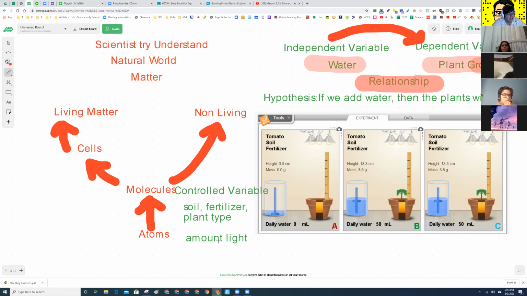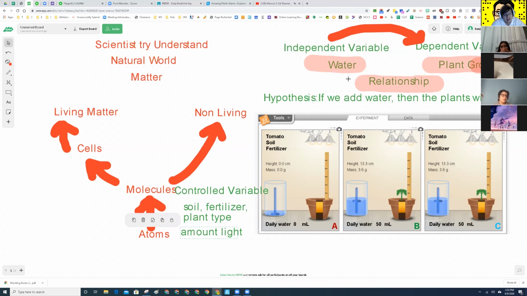Now, can the amount of light affect plant growth? Yeah, it can, right? So why isn't that an independent variable? Well, think about it. What relationship are we studying? What was the relationship with water and plant growth? Exactly. So that's why the amount of light we kept the same.